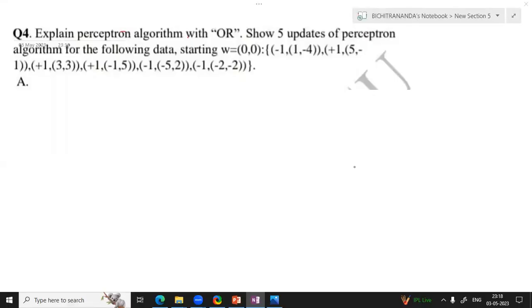Okay, hello. Here we are going to discuss another numerical on the perceptron algorithm.